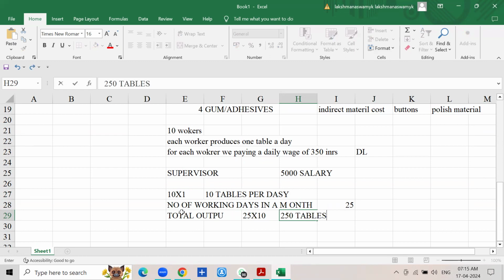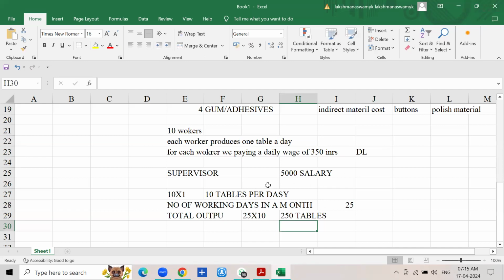See, this supervisor does not directly put his hands in the manufacturing process, and the cost of the supervisor salary per table is very, very less when compared to total cost of product. Sorry, 250 tables. 5,000 salary divided by 250 tables, per table, 20 rupees is the supervisor salary. Very, very less when compared to total cost of product. So this is called indirect labor cost, right?